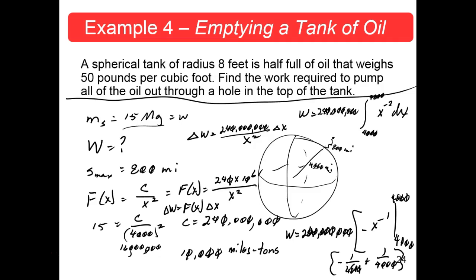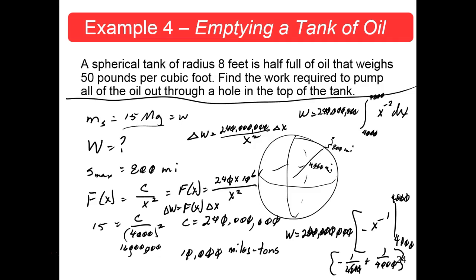And then they changed that to foot-pounds by using the fact that 5,280 feet is 1 mile, and a metric ton is approximately 2,200 pounds, 2,205 if you want to be more precise. When you put all that together, you get an enormous number of foot-pounds: 1.164 times 10 to the 11th foot-pounds, which is why they probably use miles-tons, because it's a much handier conversion.